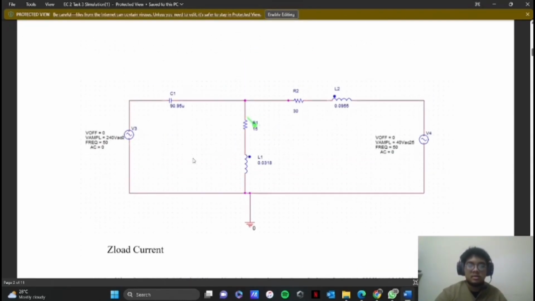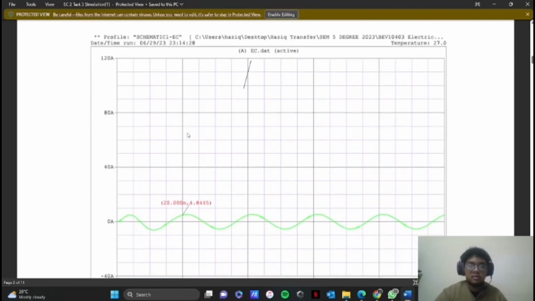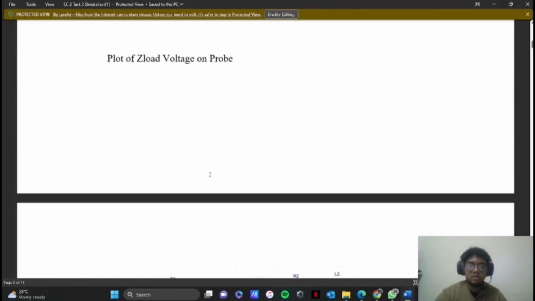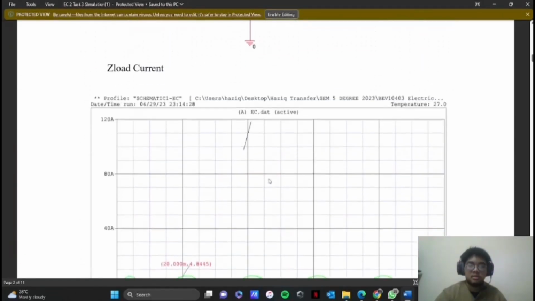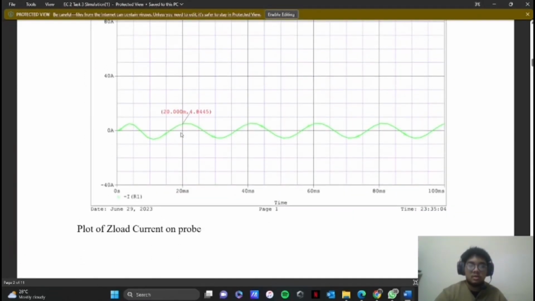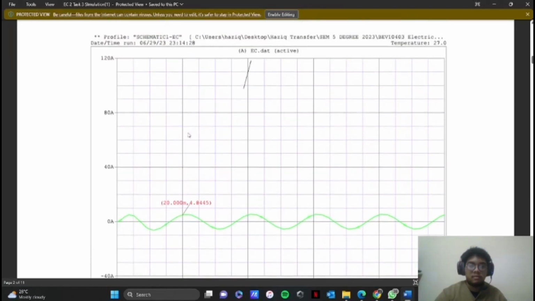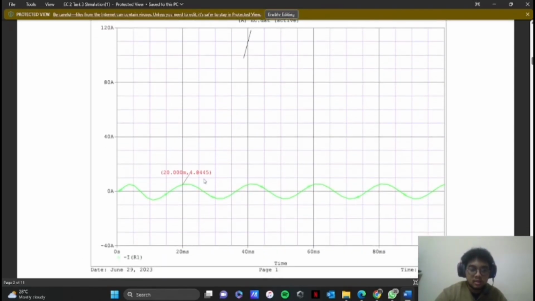It's the same circuit as above. As you can see, this is a different waveform than the voltage one. You see there is a huge gap in the peak. For the peak current, we can see here that it is 4.8445 with a time delay of 20 milliseconds.